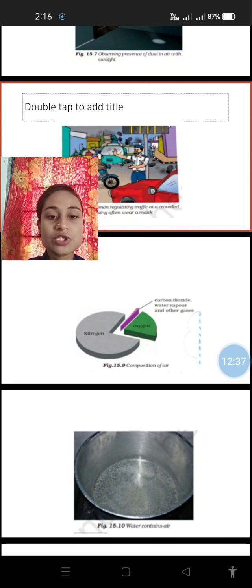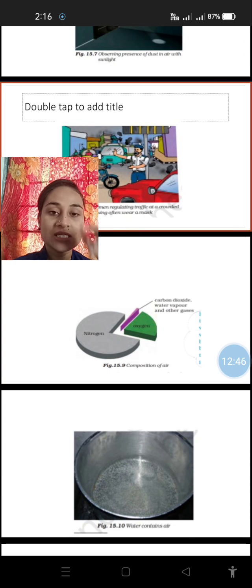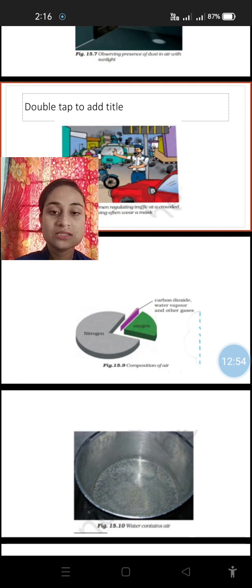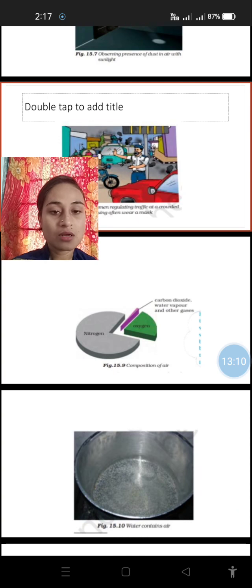Now after that we can see, in the form of a chart or graph, the composition of air. In our textbook, figure 15.9 clearly shows the composition of air, in which oxygen is the green part. The one which I thought was red is absolutely pink, and carbon dioxide, water vapor and the other gases are shown in pink. Other than that, all the other particles in this graph are nitrogen.